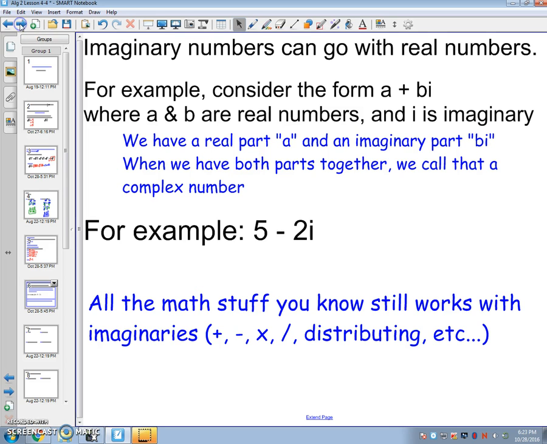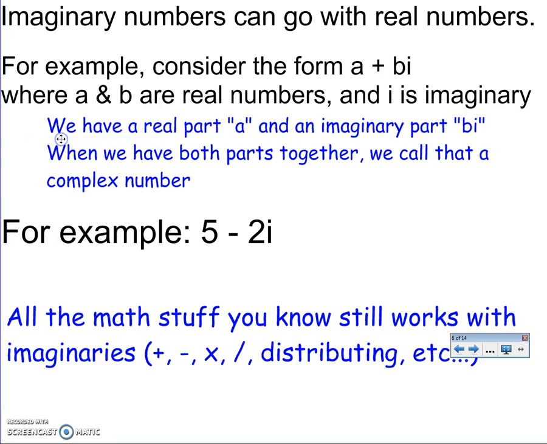All right, next. Imaginary numbers can go with real numbers. For example, consider the form a plus bi, where a and b are real numbers, i is imaginary. We have a real part, a, and we have an imaginary part, the bi part. And when we have both parts together, we call that a complex number. So for example, 5 minus 2i is a complex number. This part is real, that's 5. This part is imaginary.